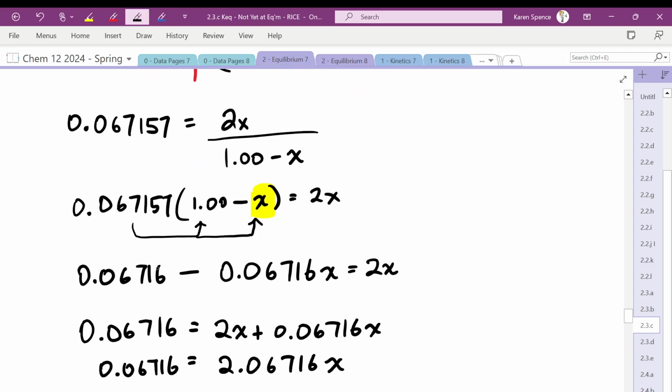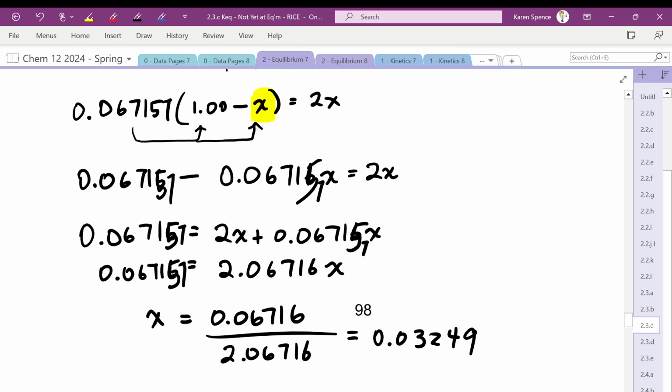0.067157 divided by 2.067157 equals. Oh, and I still get the same thing, 0.03249. So if you got a different answer, what that meant is you rounded off a little bit too much.